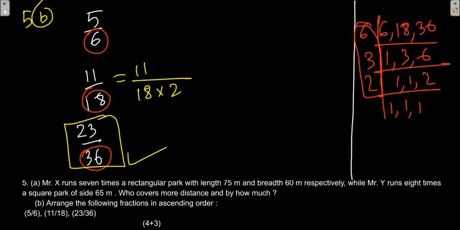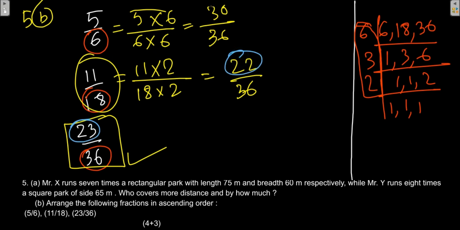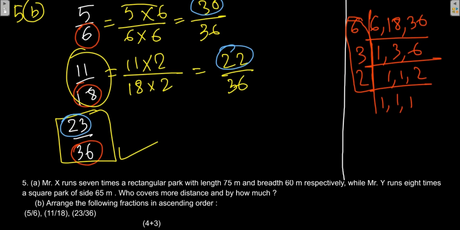You know that 18 2s are 36, and we also know that if we multiply something in the denominator, we have to multiply the same thing in the numerator as well. So the fraction 11 by 18 now became 22 by 36. And here, you know that 6 6s are 36, so you need to multiply 6 up and down, so it becomes 30 by 36. Now if you observe the numerators 23, 22 and 30, you can very easily arrange them in ascending order. Ascending order means smaller to bigger. This is called ascending order.